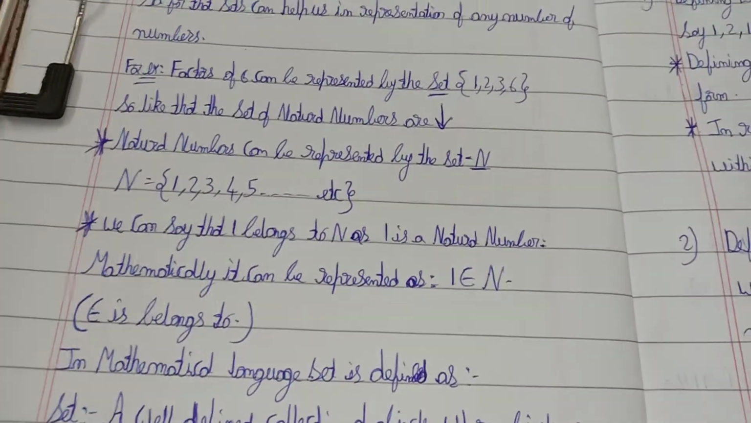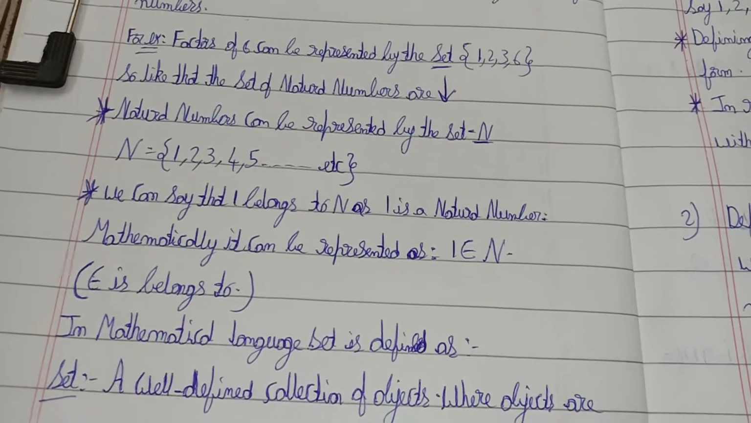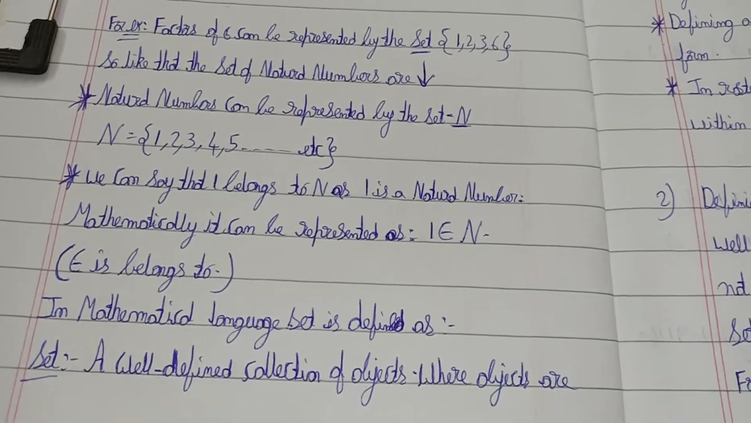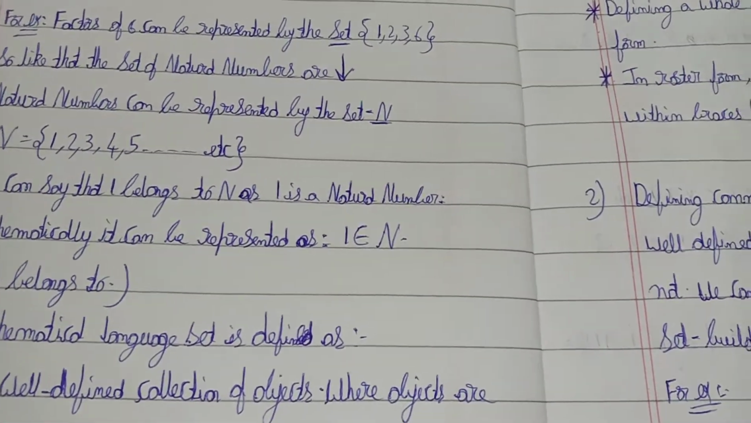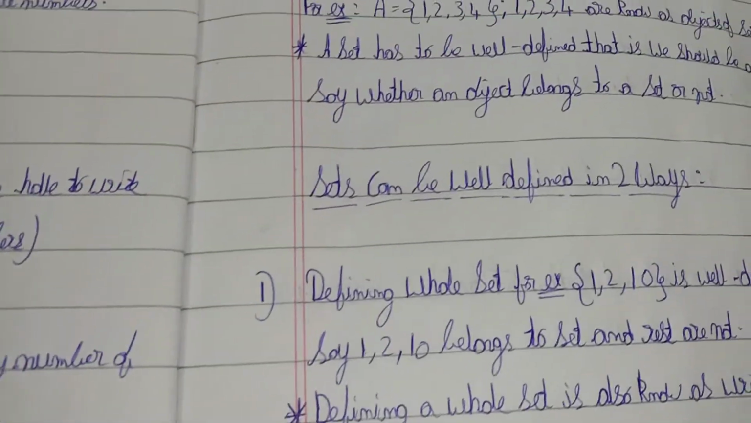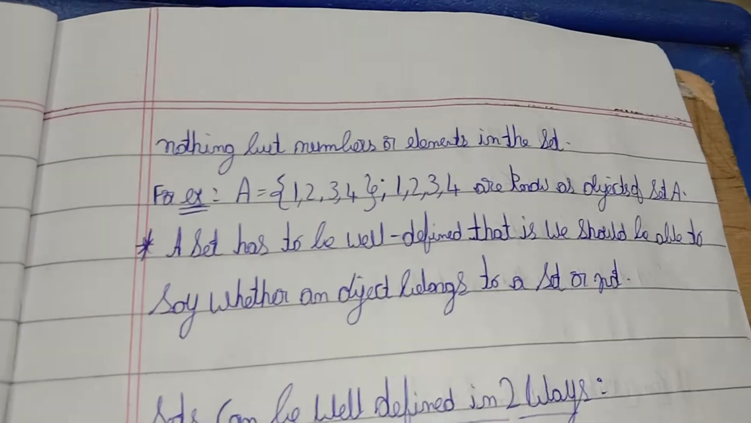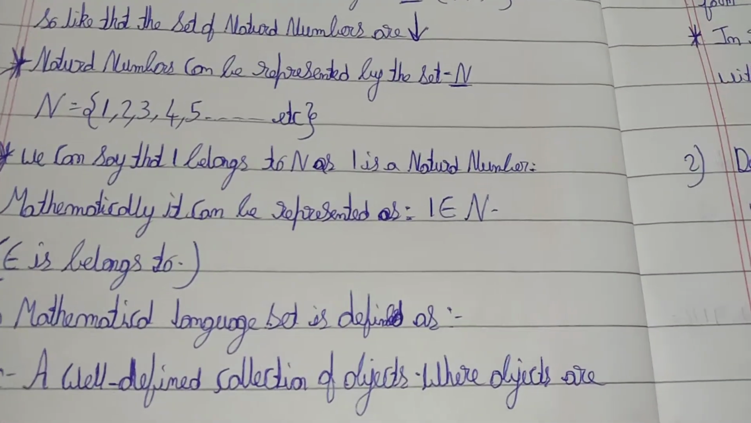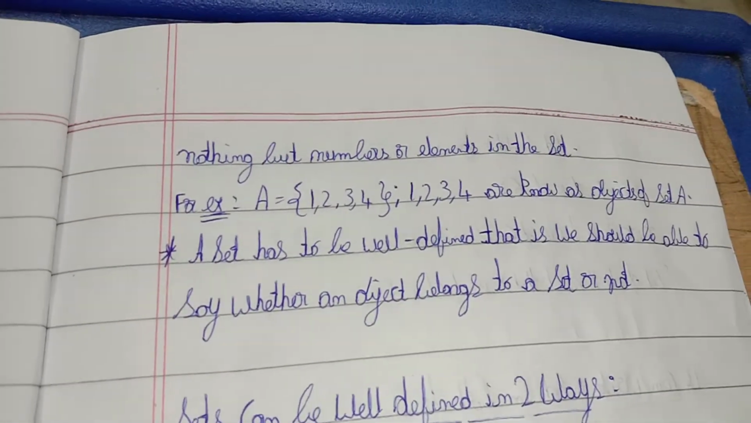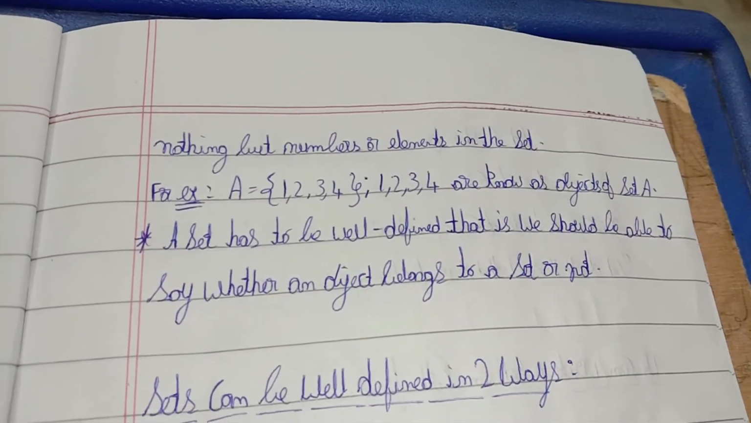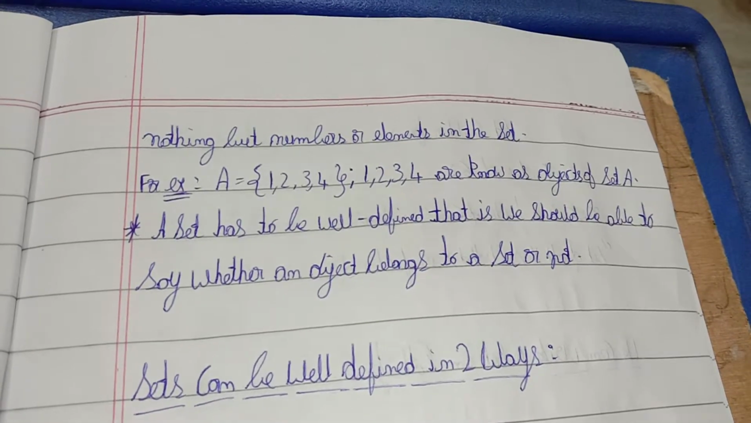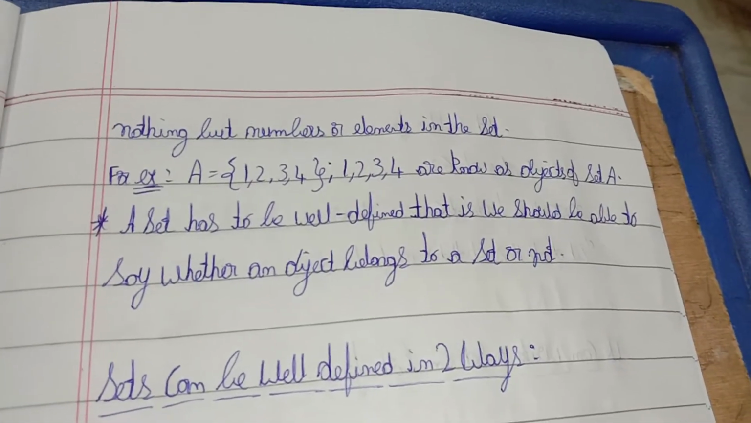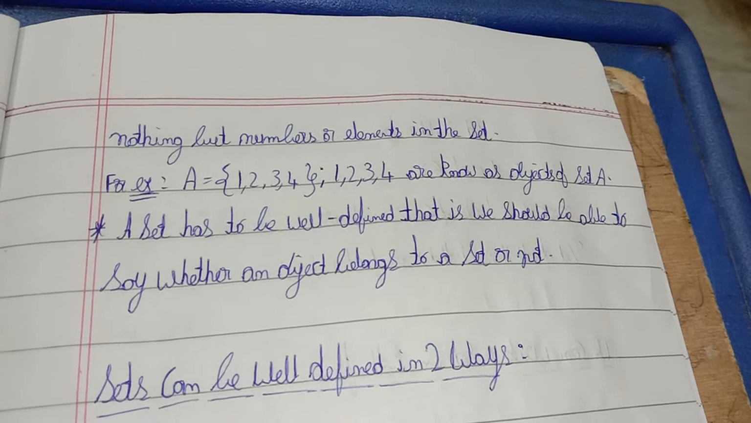And in mathematical language, a set is defined as a well-defined collection of objects, where objects are nothing but numbers or elements in the set, friends. Here you can observe: a set is a well-defined collection of objects. Object means nothing but numbers or elements in the set, friends. Example, A = {1, 2, 3, 4}. 1, 2, 3, 4 are known as objects of set A, friends.